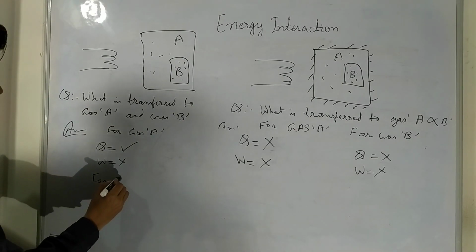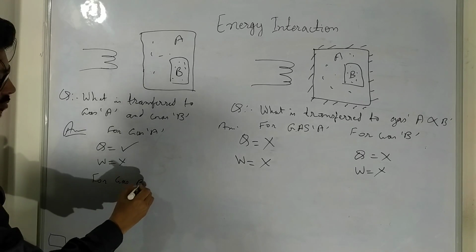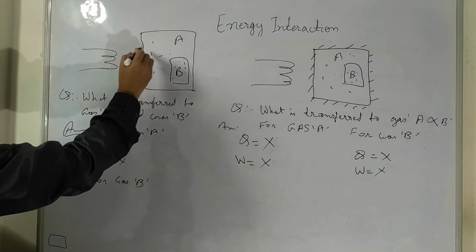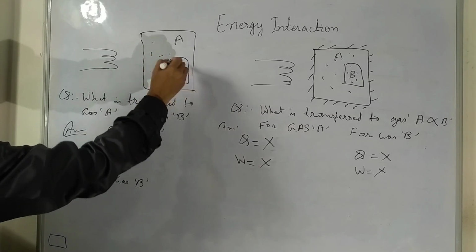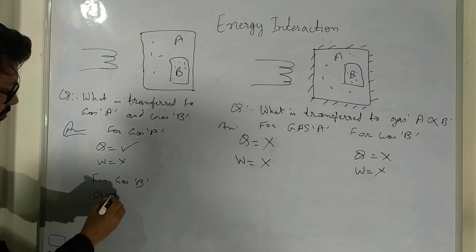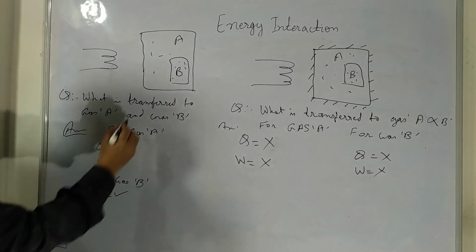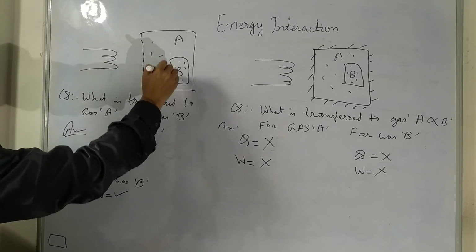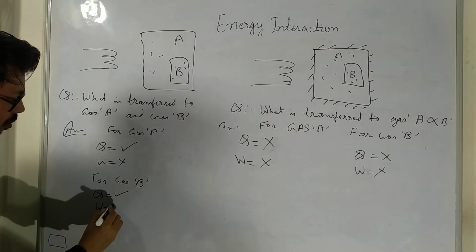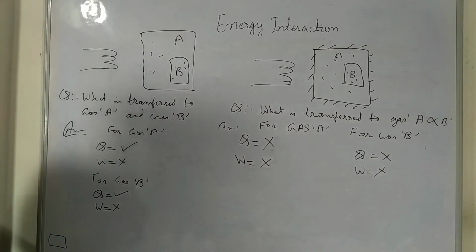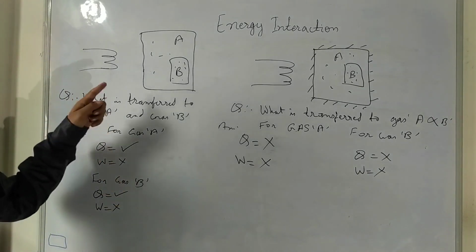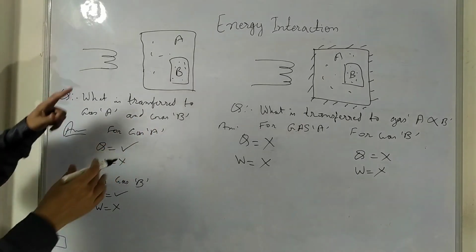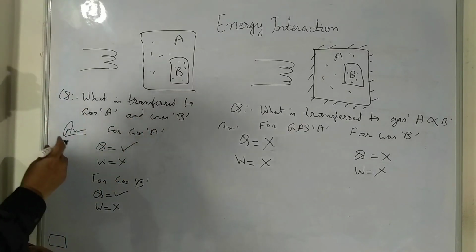But for gas B, heat can transfer because this is not insulated, so heat can enter this system, and through that it can enter here also, so there is heat transfer. But there is no work transfer to the system, since the electrical energy is not crossing its boundary. So we have seen that heat transfer depends on the boundary, so it's a boundary phenomenon, and we have also seen different questions related to work transfer and heat transfer.